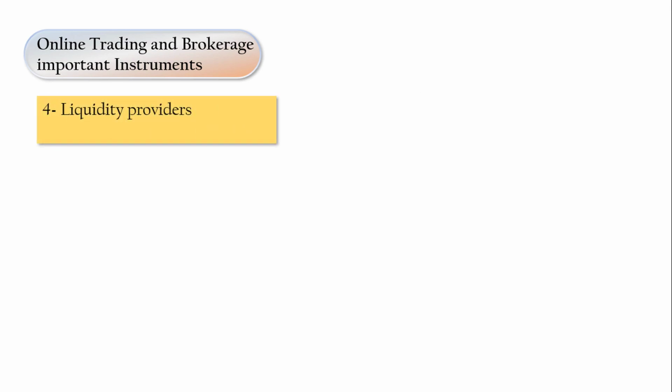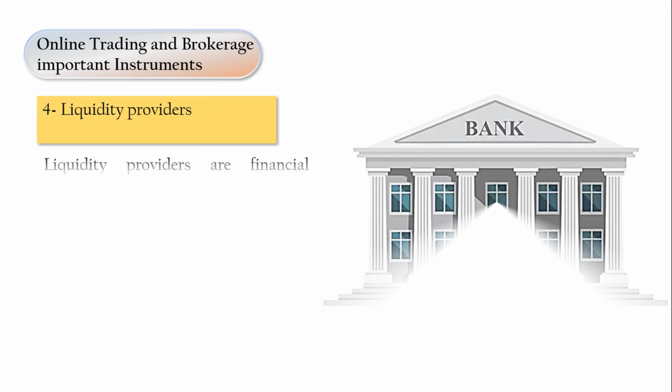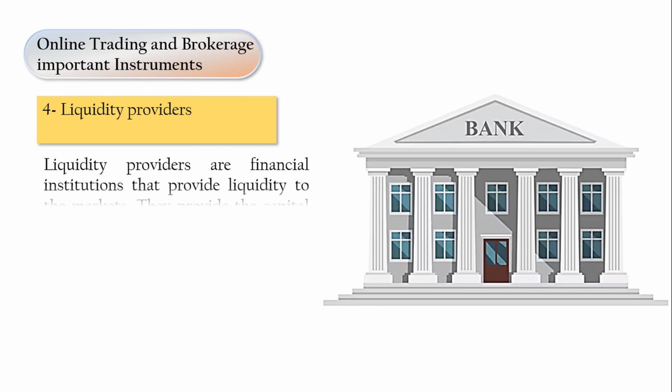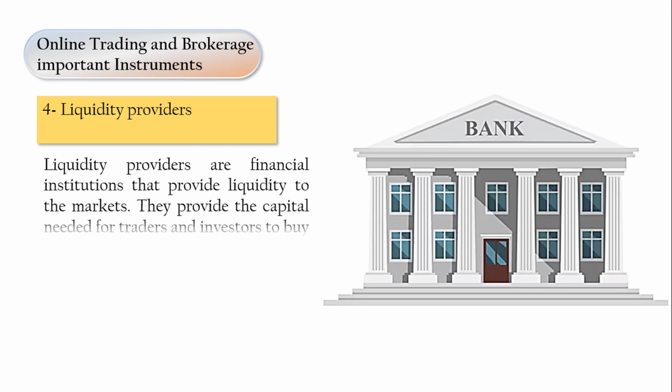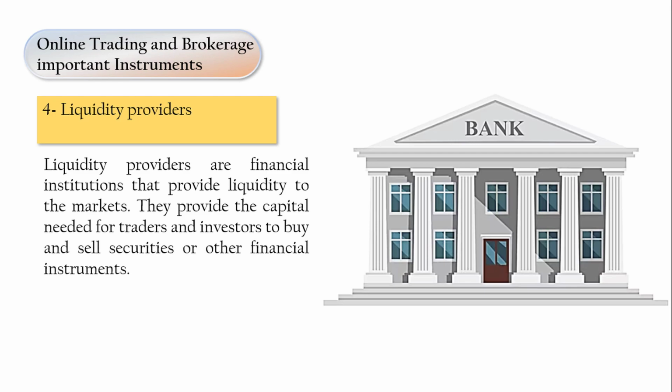4. Liquidity providers. Liquidity providers are financial institutions that provide liquidity to the markets. They provide the capital needed for traders and investors to buy and sell securities or other financial instruments. Liquidity providers are typically large financial institutions such as banks, hedge funds, or other market makers. By providing liquidity, these institutions help to ensure that the markets remain orderly, efficient, and fair. They also help to reduce volatility, which can lead to better returns for investors and traders.